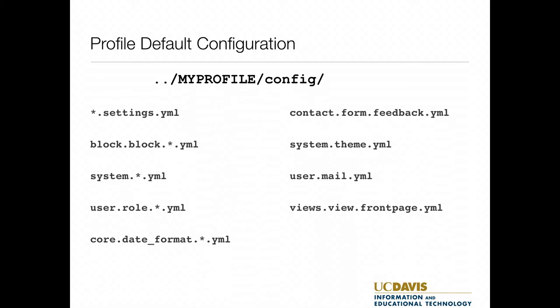So in the My Profile config, what kind of stuff should go in there? Because I told you, there's three places where you could put your config. Remember, when you do a config export, you dump the whole thing, right? You got hundreds of files in there.